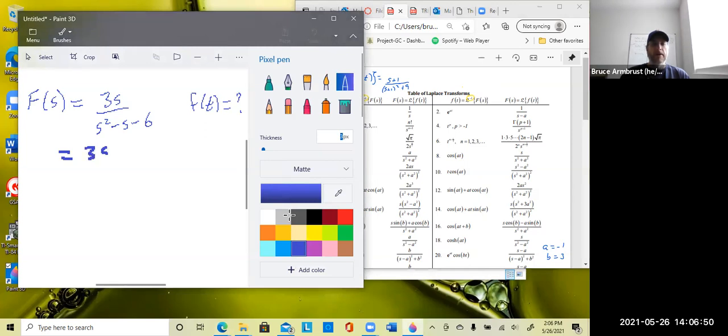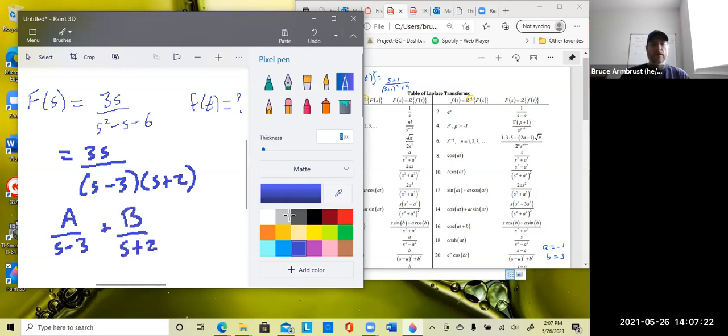If we complete the square on the bottom, remember the process. You got to divide by 2 and then square. Oh, actually, you know what? Let's not complete the square. I lied. Let's factor this thing. It factors to s minus 3 and s plus 2. So that means that we can now do partial fractions, and we can split this thing apart.